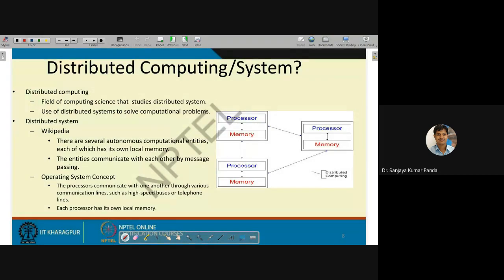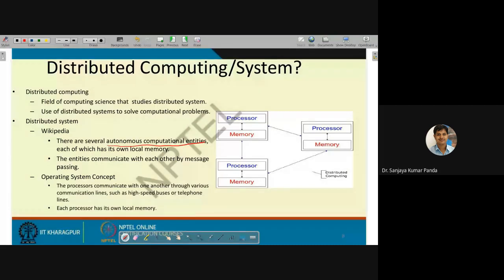If you go to Wikipedia, the definition of a distributed system is that there are several autonomous computational entities. Autonomous means, you know, sometimes we say autonomous institute. Our institutes are autonomous because we are not dependent on other institutes. Similarly, here the computer systems participating in the distributed system are not dependent on each other. That's why we call this an autonomous system.